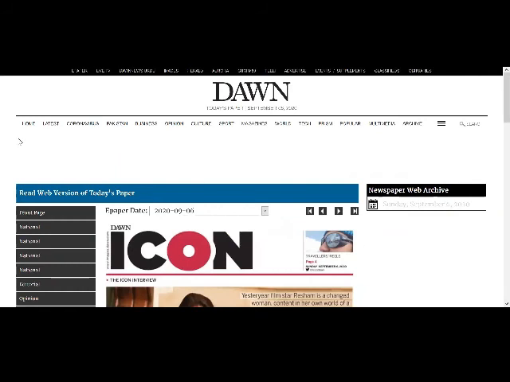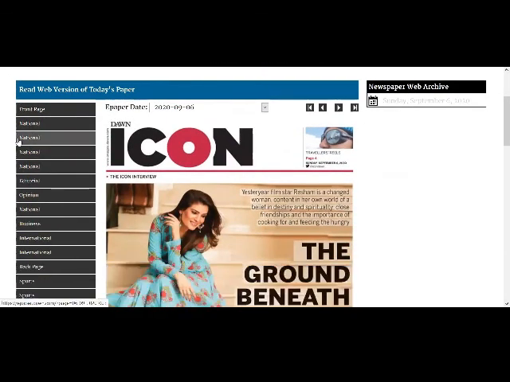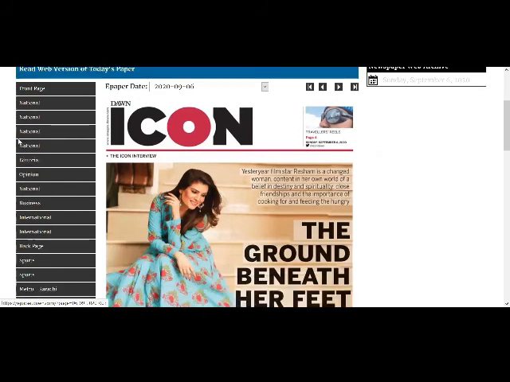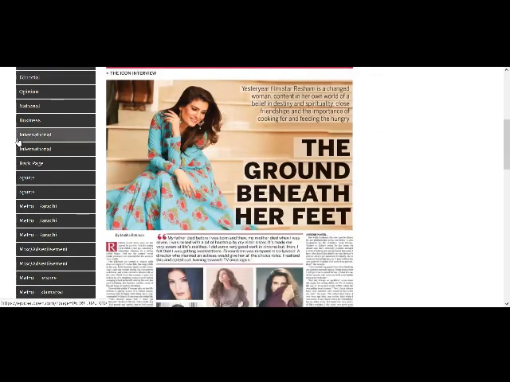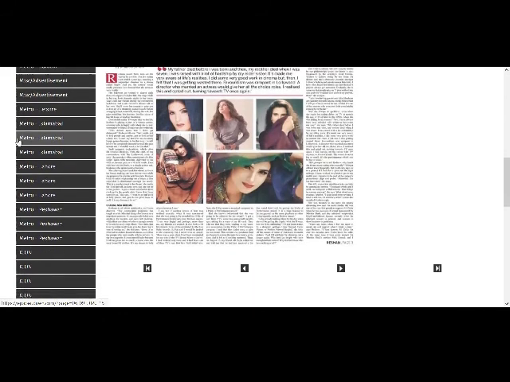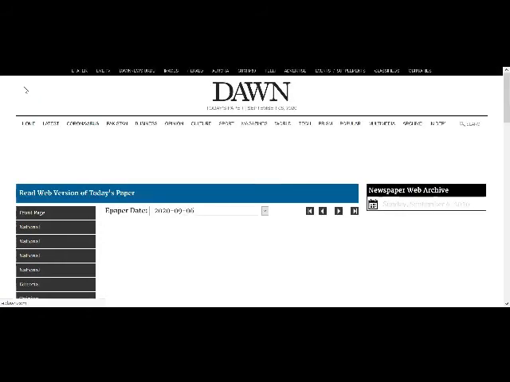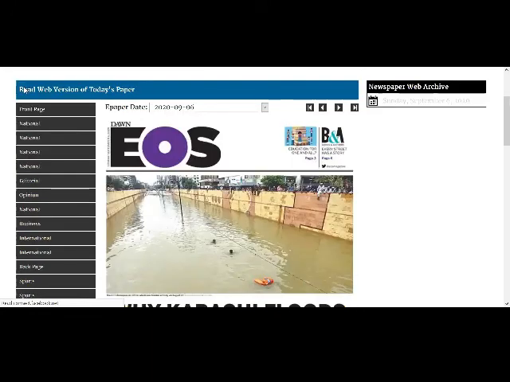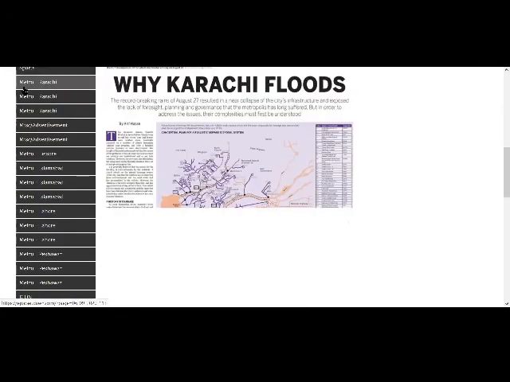Then we have Dawn. Again, every Sunday, Dawn has this icon named magazine edition, which covers the local and international entertainment industry. And then they also have EOS, which basically is like a magazine for the society, and they would talk about a lot of societal issues and certain political issues in EOS. And here again, they are talking about the Karachi rains.